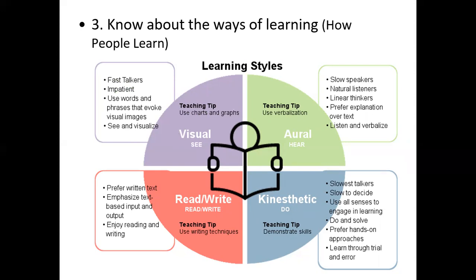As well as to use words and phrases that evoke visual images, like see and visualize, we can use such phrases. Similarly, the other one, which is the oral hearing, is best for those who are slow speakers. They are the natural listeners. They are the linear thinkers, prefer explanation over text and listen and verbalize.